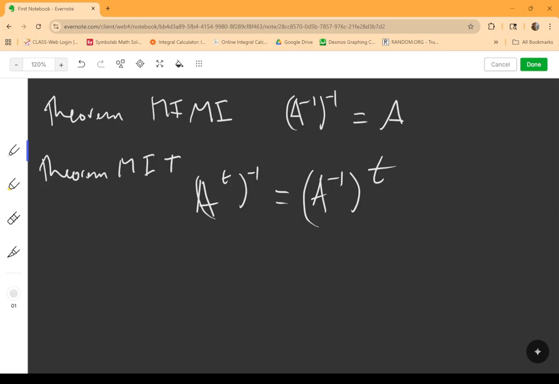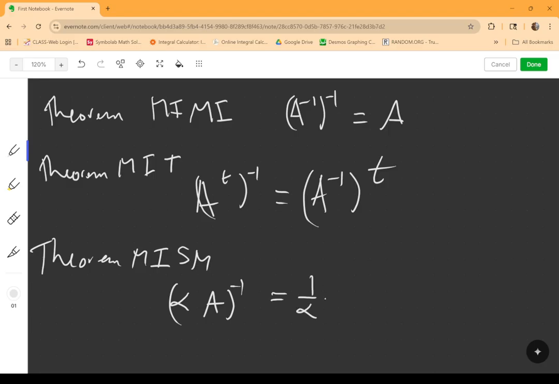And then lastly, theorem MISM. This states alpha A, where alpha is some scalar, across the inverse. We think of the inverse operation for scalars as really just taking the reciprocal. Those are just a few properties of matrices.